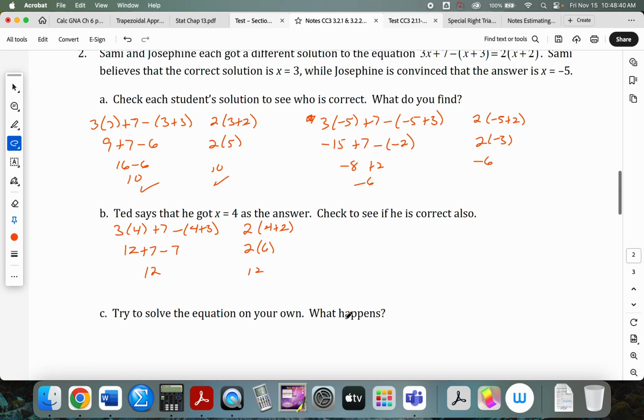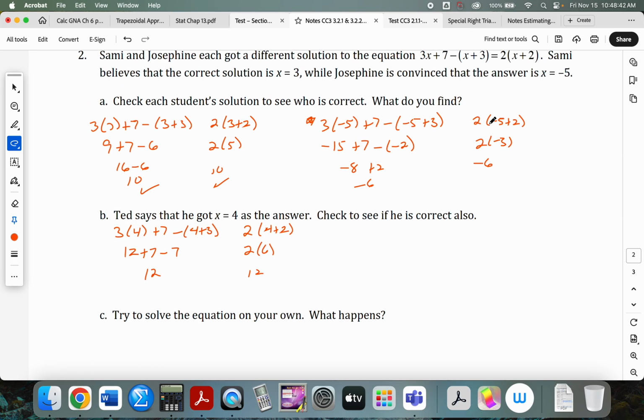All right, so let's solve this equation and see what happens. I'm going to write it here because I don't have a lot of room. So 3x plus 7 minus x plus 3 equals 2 times x plus 2. Let's see what happens. Remember, step 1, simplify both sides. Simplify things before you try and do anything complicated.